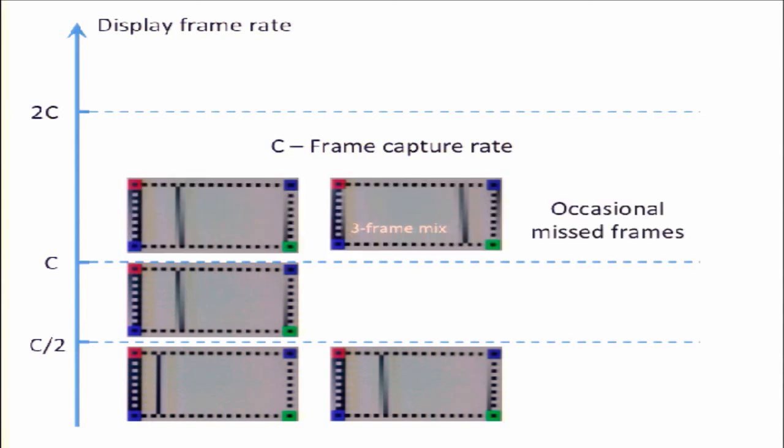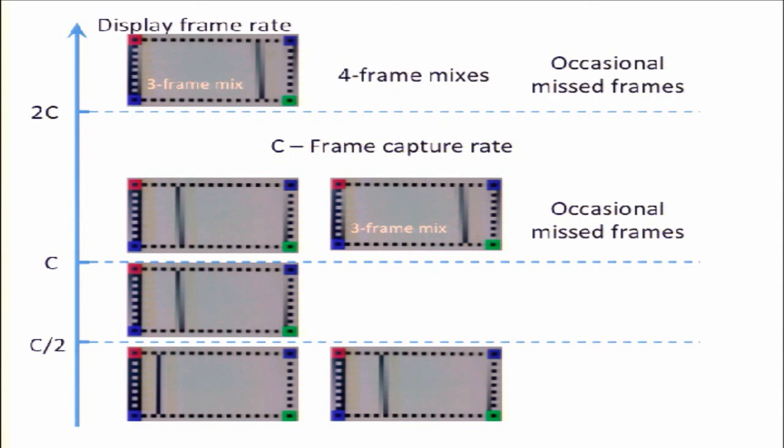Then if you keep going further, this is where you start to see three frames instead of two. And occasionally you actually miss a frame. Where you miss it depends a bit on the system and what the system is doing as well. And going further, similarly, you start from three-frame mixes, maybe even four frames mixed together, and then occasionally miss something.